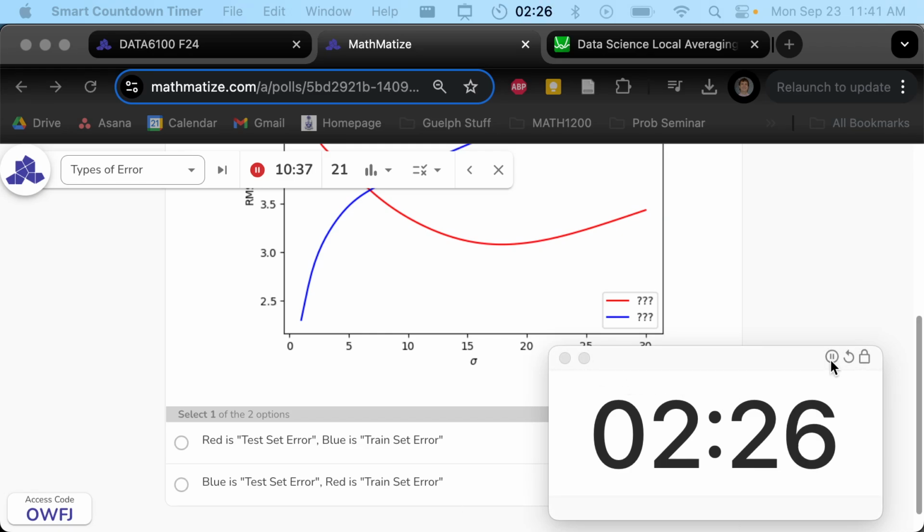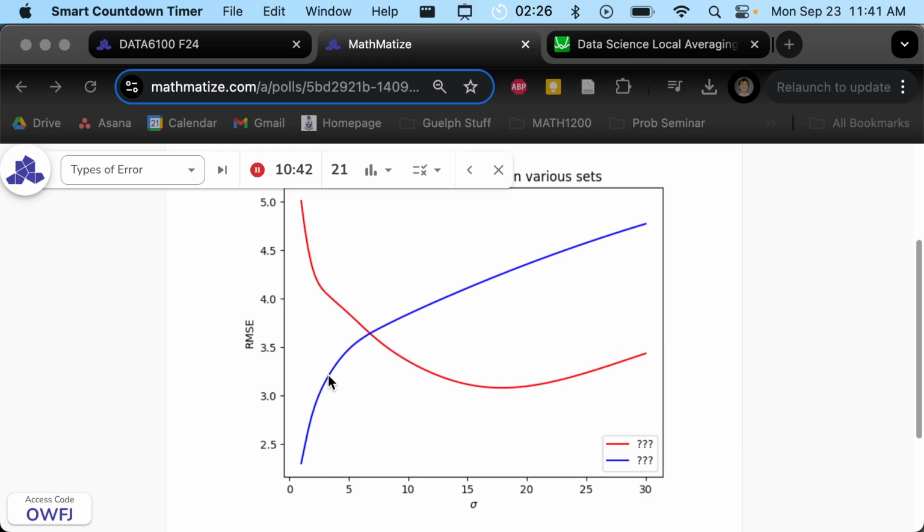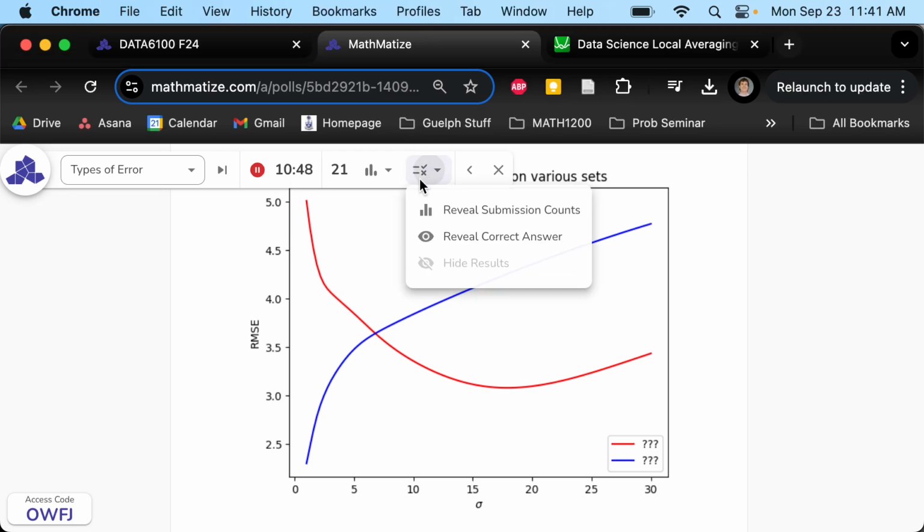Okay, so there were two options, right? There's two graphs. One of them is the training error, one of them is the testing error. Which one is which? And you said what?